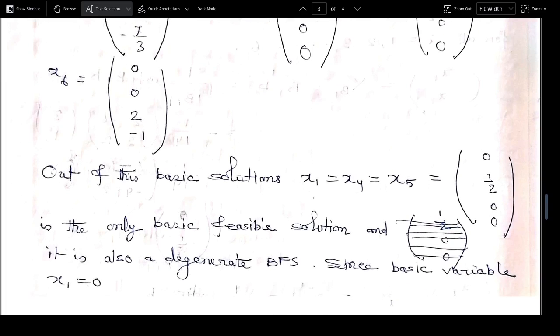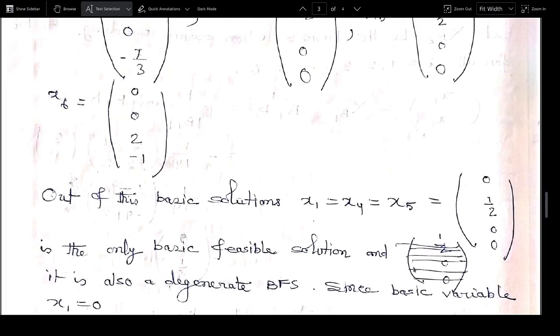Clear this one? Ishita, Hari? Yes, sir. Yes, sir.